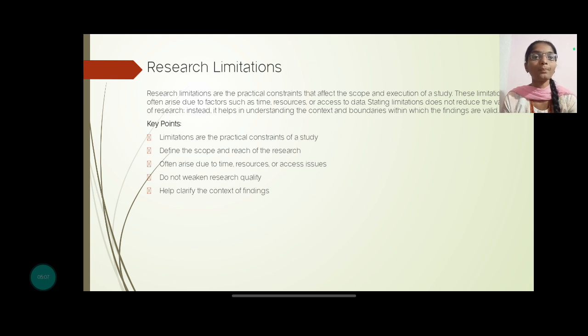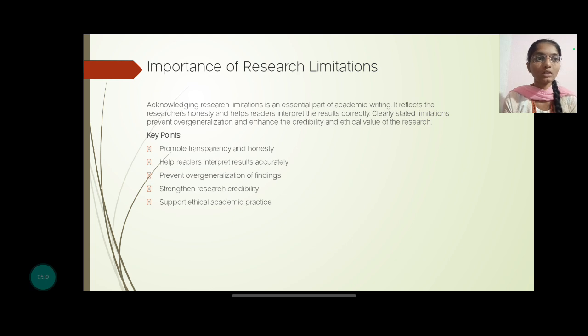The importance of research limitations is that it is an acknowledgement. Research limitation is an essential part of academic writing. It helps readers interpret the results correctly. Clearly stated limitations prevent overgeneralization and enhance the credibility and ethical value of the research. Key points: they strengthen research credibility, help readers interpret results accurately, promote transparency and honesty, and prevent overgeneralization of the findings.